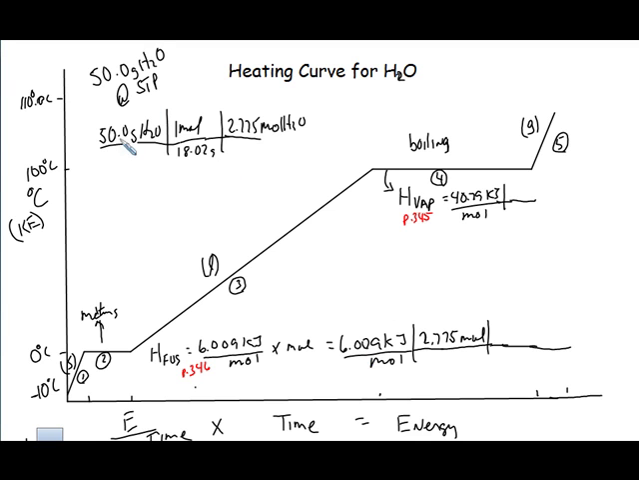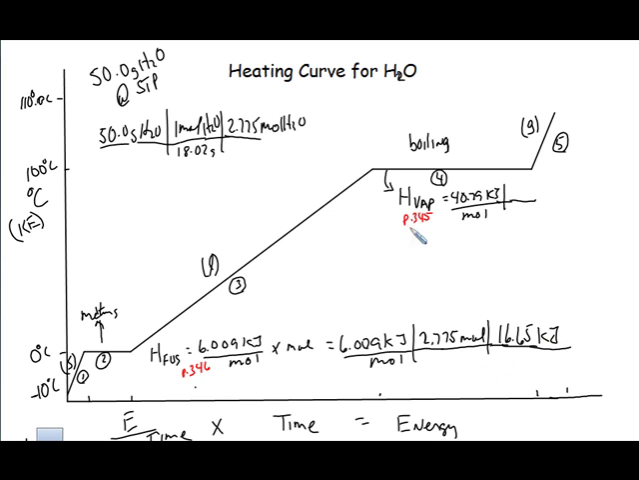So what we did again is we took the 50 grams of water and multiplied it by 1 mole of water per 18.02 grams. We come up with 2.775 moles of water. So here we know that the 6.009 kilojoules per mole is the amount of energy required to melt solid water. And so we multiply the heat of fusion, kilojoules per mole, by the moles that we have, and we end up with 16.65 kilojoules.